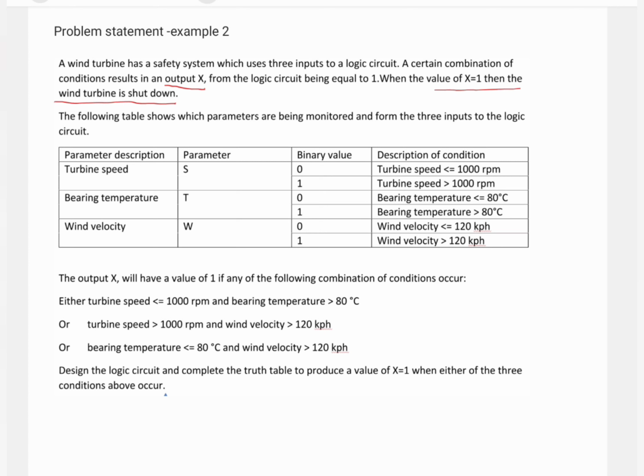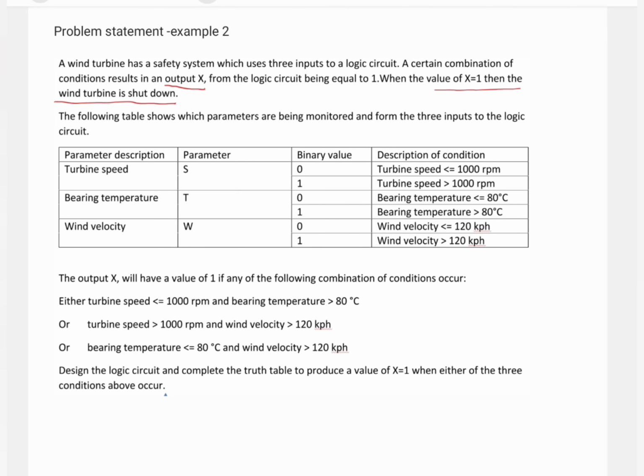So irrespective of the background, what you need to put together or understand from this whole scenario is how would X become 1, which is going to help the wind turbine shut down. And then it says this is the tabular format of the parameters, which are the turbine speed, bearing temperature, and the wind velocity. Each parameter description is represented by a parameter S, T, W, and each parameter has got a binary value which is going to be either 0 or 1.